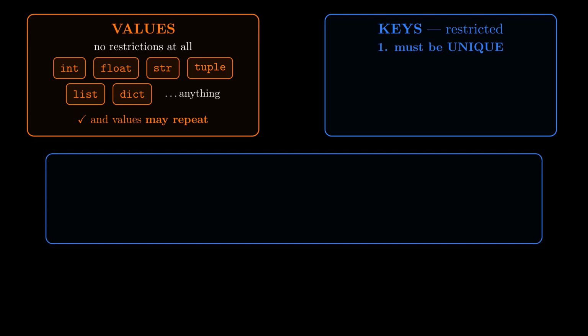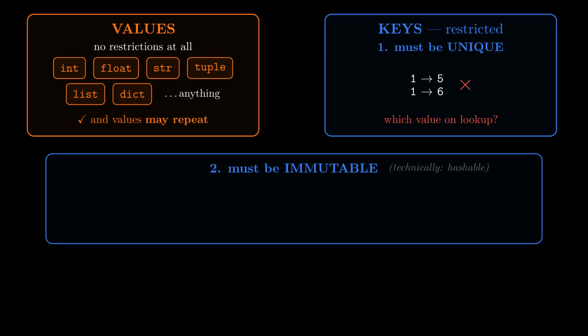Keys are stricter in two ways. First, keys must be unique. If key 1 mapped to 5 and also to 6, a lookup would have no way to know which value you meant. Second, keys must be immutable, technically hashable, but think of it as immutable.